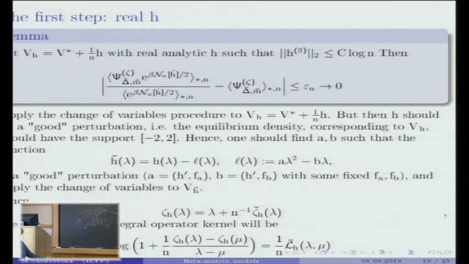It's a new potential. Forget about this 1 over n. It's not important that it is small, but let us construct the same transformation for this new potential. But there is one problem. The construction is based on the fact that the equilibrium measure has the same support for your new potential.